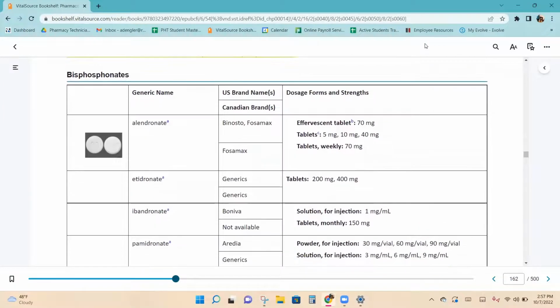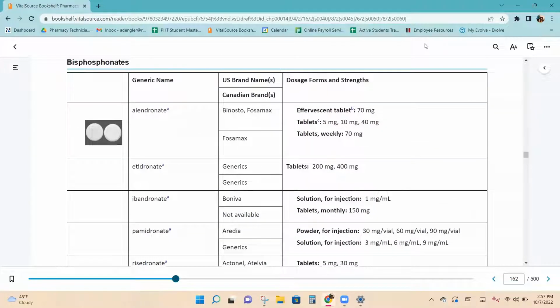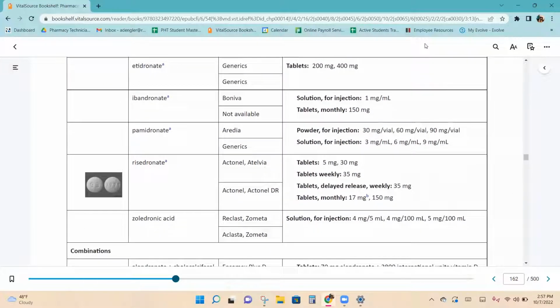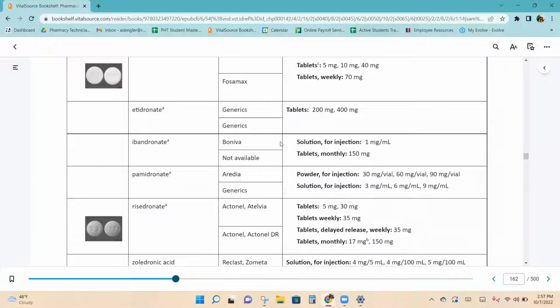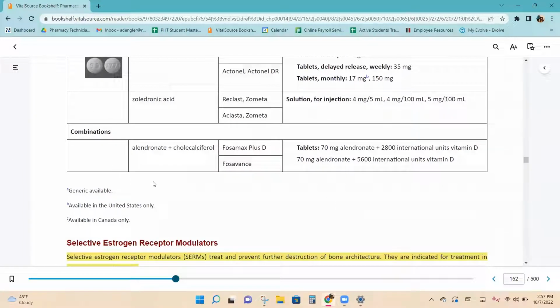So we have all our bisphosphonates listed here. For alendronate, which is the generic for Binosto and Fosamax, that comes in a weekly tablet, daily tablet, and it comes in effervescent tablets. Aredia has only injections, no tablets. And then down here at the bottom, we have an alendronate and cholecalciferol combination, so Fosamax plus vitamin D.